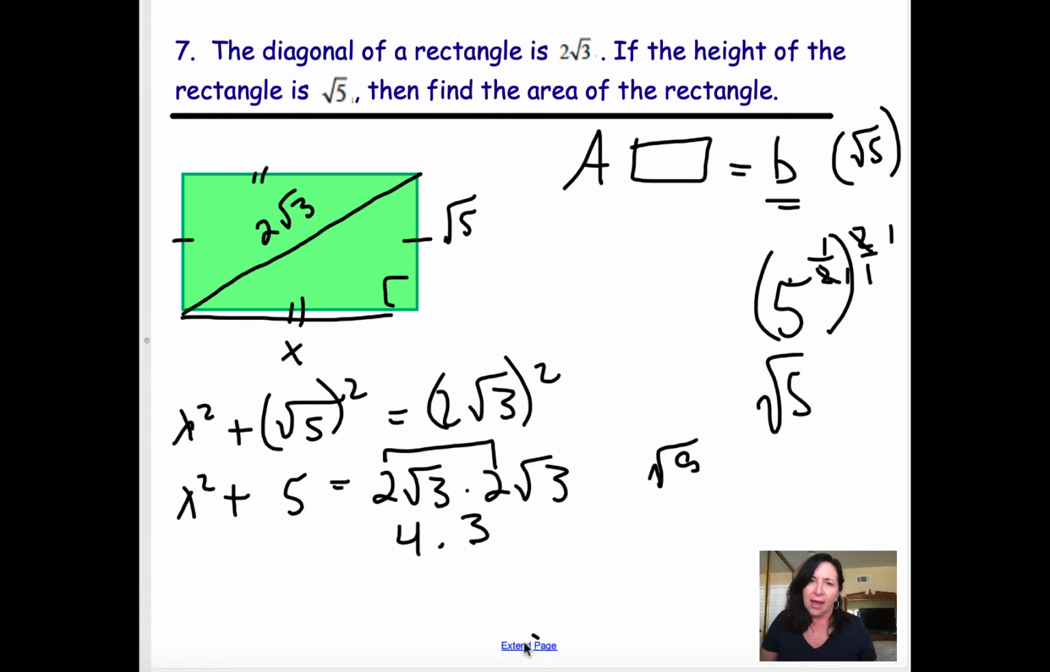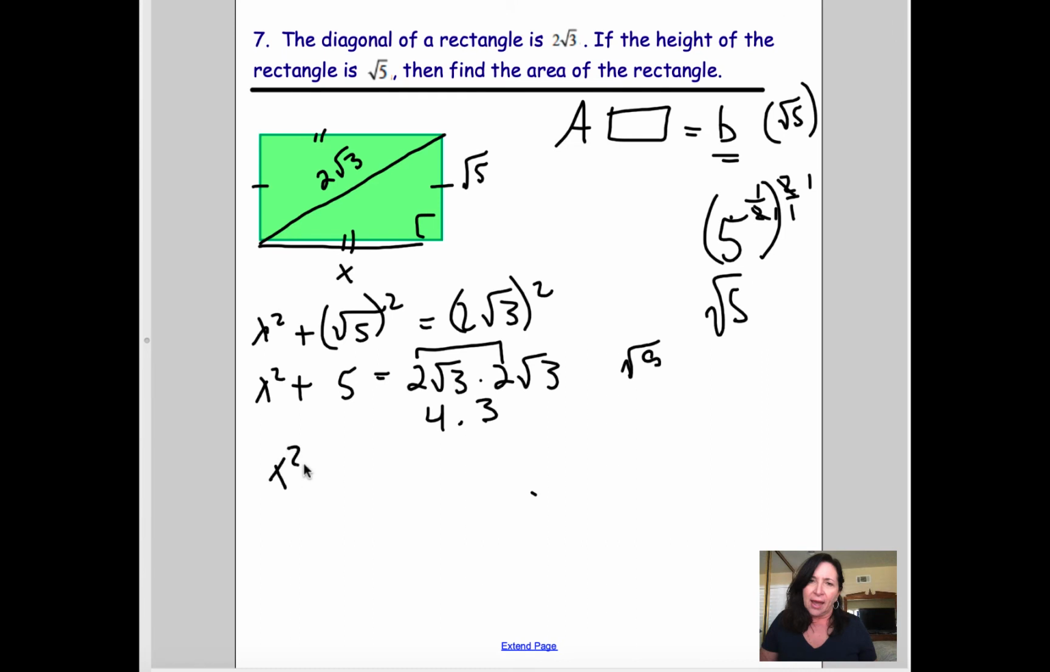So we've got x squared, what do we have? Plus 5 is equal to 12. X squared is equal to 7. We're going to square root both sides, and so I've got x is equal to the square root of 7.